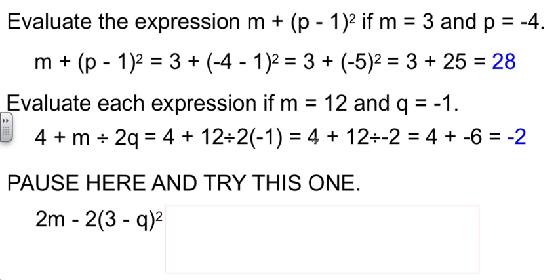A lot of people would make the mistake of trying to add 4 plus 12 and get 16, and then divide. Make sure you do it in the right order. At this point, I'm going to ask you to pause your video and work this problem. You're using the same values of m and q, 12 and negative 1, in this problem: 2m minus 2 times the quantity 3 minus q squared. Pause your video, work the problem, check your answer.